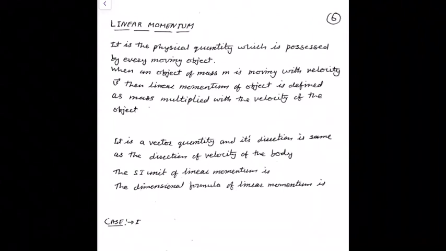Hello student, today we will discuss Newton's second law of motion. So first we will discuss linear momentum. Linear momentum is represented with small p.